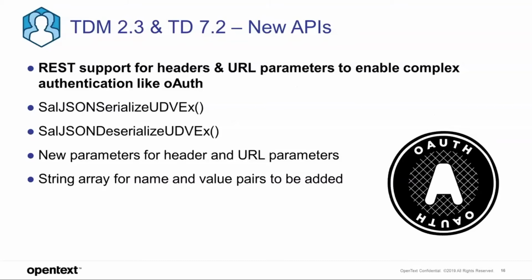REST calls frequently have complex authentication involved. For example, if you want to do REST calls to Twitter or to Facebook, then you need to be able to use the OAuth authentication method or mechanisms. To do that, we have implemented 2 new functions, SAL JSON serialize UDVX and SAL JSON deserialize UDVX, which now take headers and URL parameters that can be passed into these calls, and so can easily enable complex authentication in your REST calls.